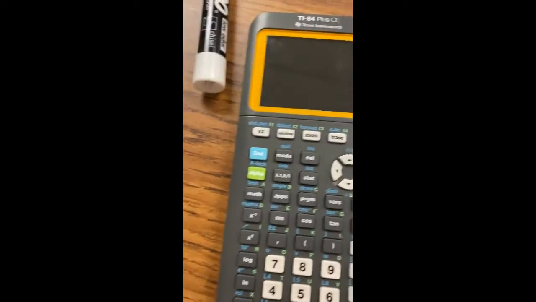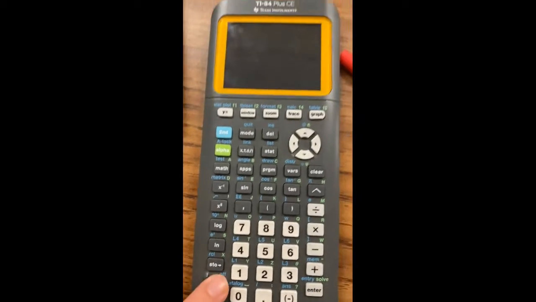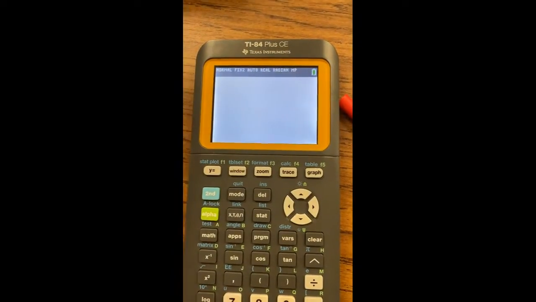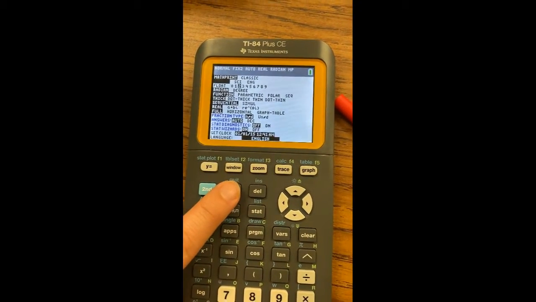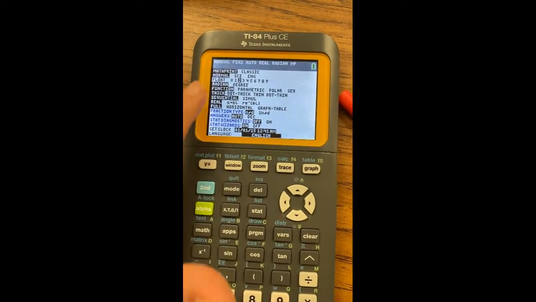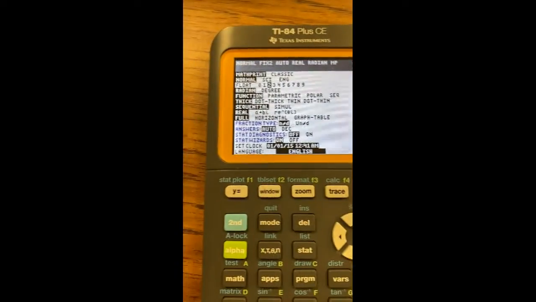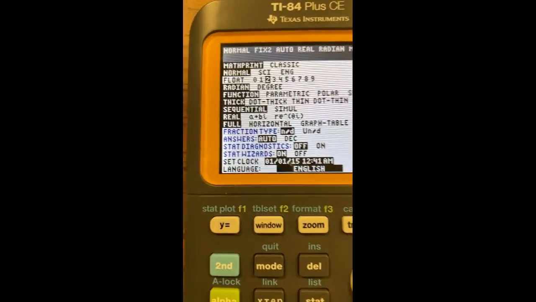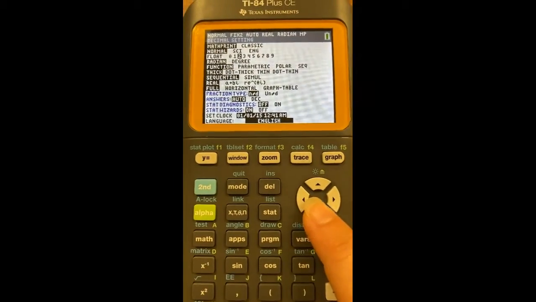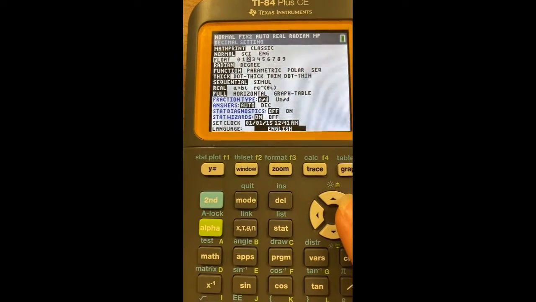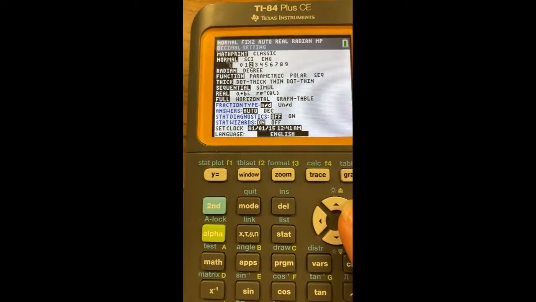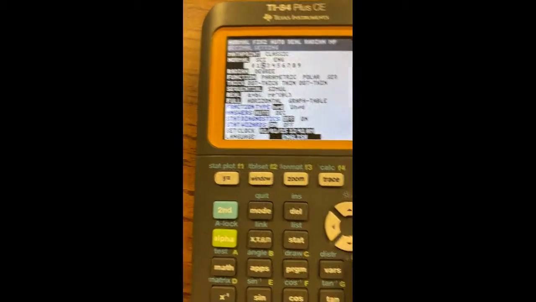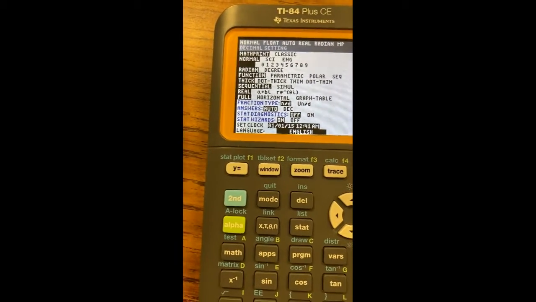First, we're going to turn our calculator on. We want to make sure that we have some measures set up, so we're going to go to mode. We want to make sure that we have it on normal and not scientific. So make sure normal is selected. And then I'm going to go down to float. That's how many decimal places we are going. We want to make sure that we're floating, that we don't just go to 2 decimal places, okay?